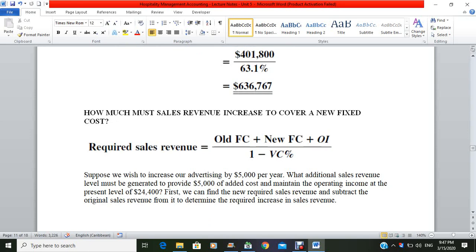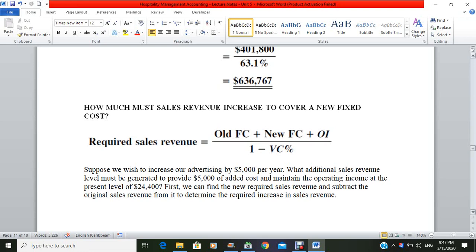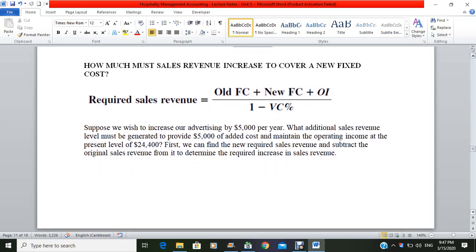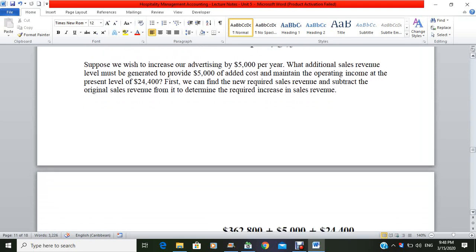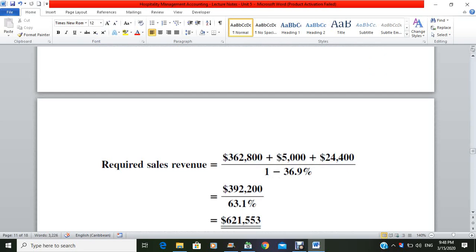Now, let's look at this scenario together. Suppose we wish to increase our advertising by $5,000 per year. What additional sales revenue level must be generated to provide $5,000 of added cost and maintain the operating income at the present level of 24,400? First, we can find the new required sales revenue and subtract the original sales revenue from it to determine the required increase in what? Sales revenue, right?